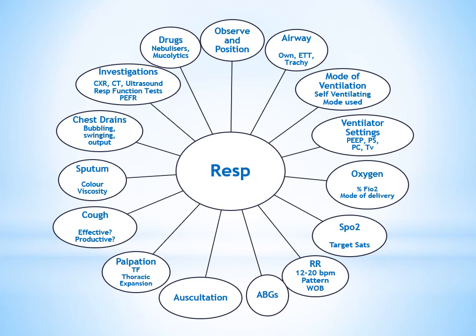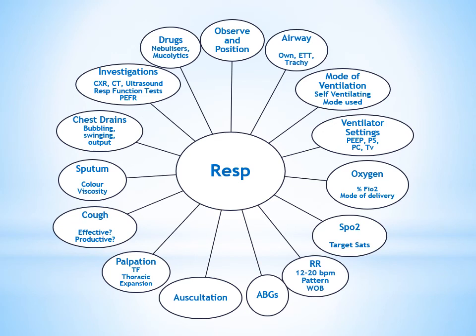Palpation. Within palpation, you can do TF, also known as tactile fremitus. This is a palpable vibration produced during breathing caused by a partial airway obstruction. The obstruction can be due to mucus or other secretions in the airway.